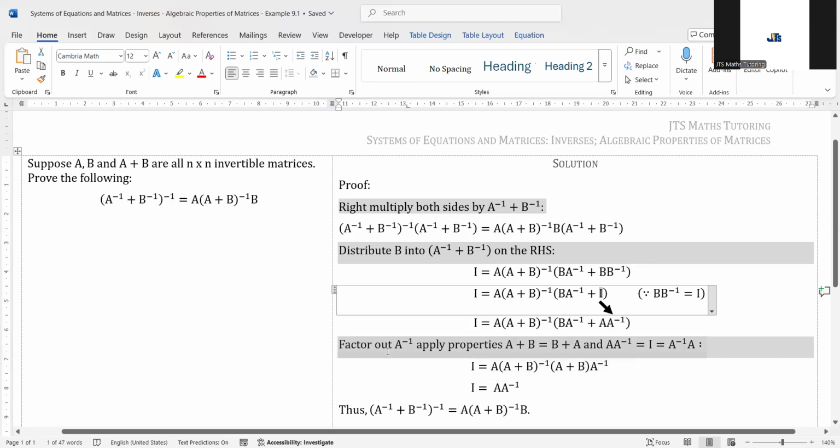So what I'm actually going to do here is factor out the inverse of A, and then apply the property A plus B is equal to B plus A, that is the commutative property of the sum of matrices. And we know that if you multiply a matrix with its inverse, it's going to give you an identity matrix and vice versa. All right, so this is what you have done. You've factored out the inverse of A here. And we can see right here that when you multiply this, you're going to get an identity matrix.